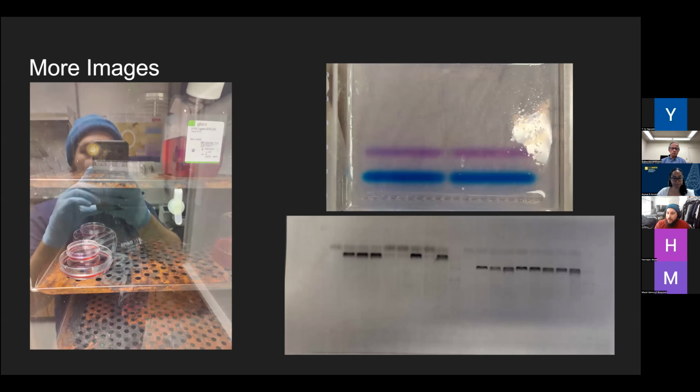The genotyping I do through gel electrophoresis, as was pointed out by many other people in this session. It's a common thing. And then that's just a picture of the incubator. I don't want to take them out and potentially contaminate the cells. So yeah, that is my time at the Barlow lab.